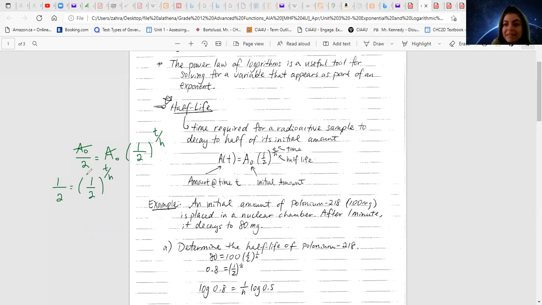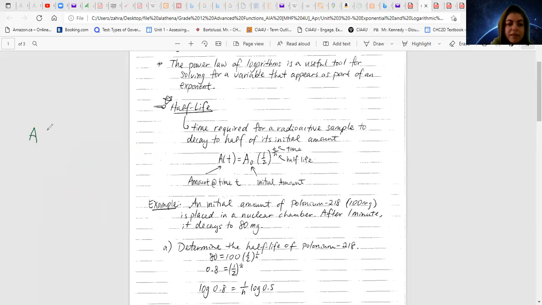As you see, both sides have the same base, so the powers should be the same. So t over h should be equal to 1. Therefore, h to the other side, t is equal to h. So h is the amount of time that it takes for your material to decay to half of the original, which means h is the half-life. Any question? No. And A0 should be the initial amount.